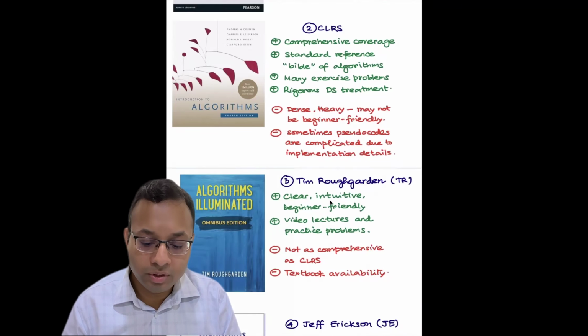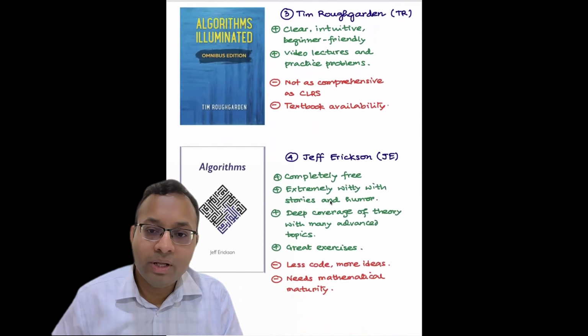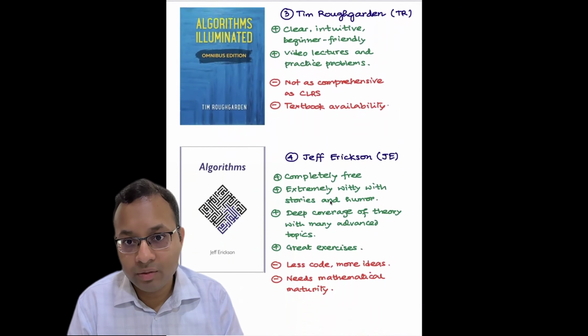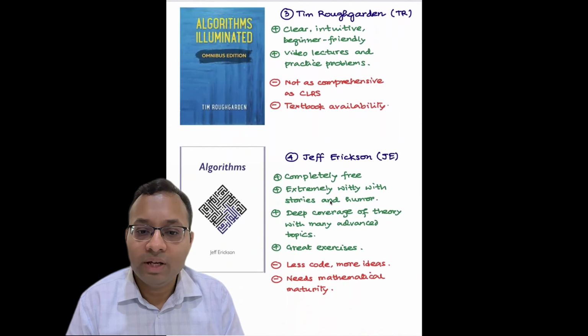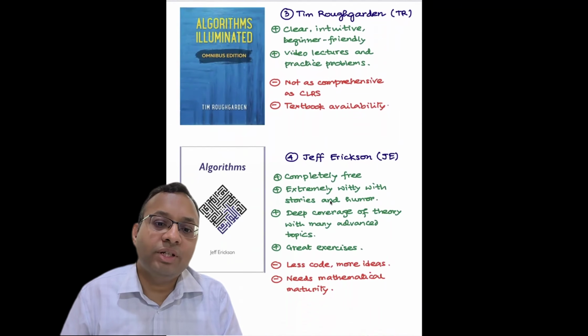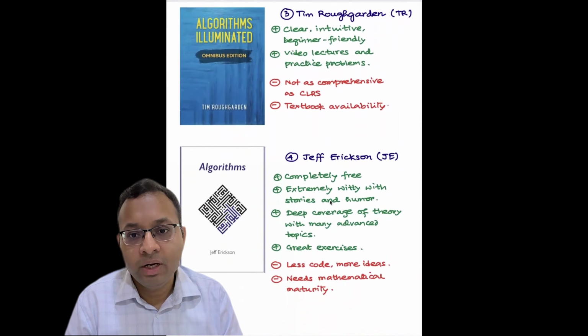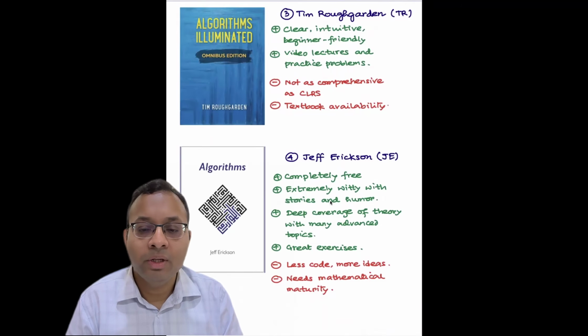The next 2 books I'll talk about. One is this new book called Algorithms Illuminated by Tim Roughgarden. It's one of my favorite books now. It's very clear, very intuitive. There is a conversational style of teaching. Tim Roughgarden is an excellent teacher. There are excellent video lectures for this course as well, and there are many practice problems.